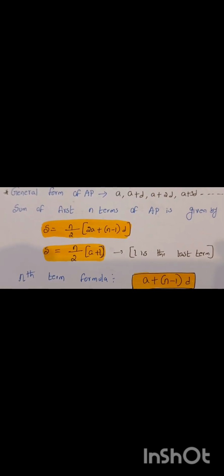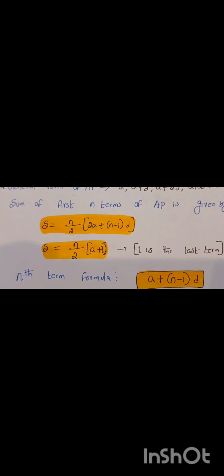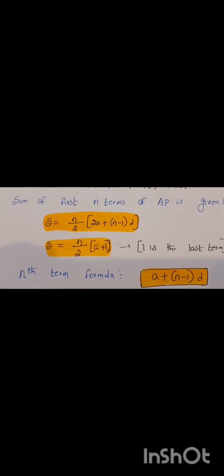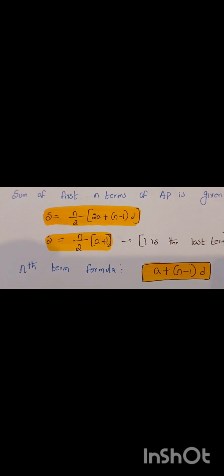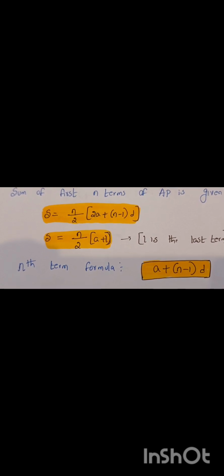The sum of the first n terms of AP is given by S is equal to n by 2 multiplied with 2a plus n minus 1 multiplied with d. It is also written as S is equal to n divided by 2 multiplied with a plus l, where l is the last term. To find the nth term, we have the formula a plus n minus 1 into d.